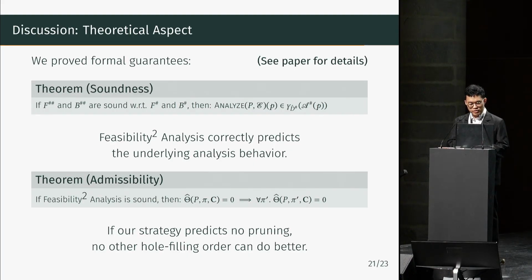Another key point is admissibility. If our strategy predicts no pruning, no other hole filling order can do better. This theoretical provenance is a strong aspect of our paper. With this, our strategy can also be applied to existing strategies in synthesis; you can adapt this framework to your own.